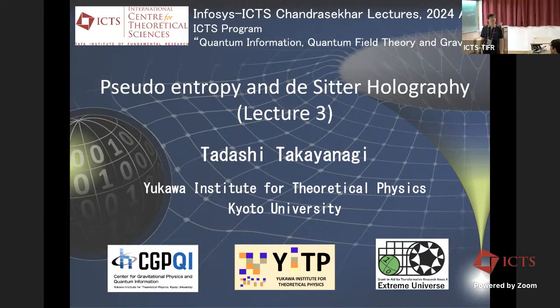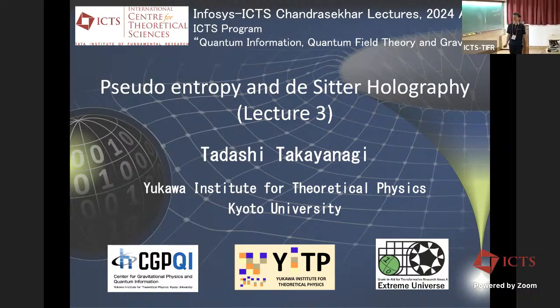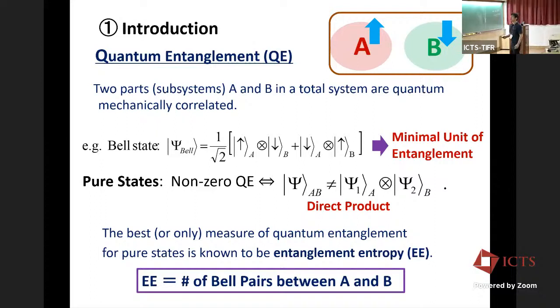So in this my third lecture, I'd like to talk about some new quantity which we call pseudo entropy, which is a generalization of entanglement entropy, and its connection to holography in de Sitter space. But let me begin with a broad introduction. So this is about quantum.